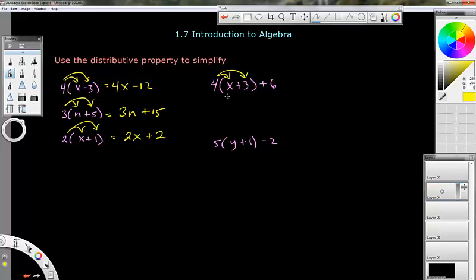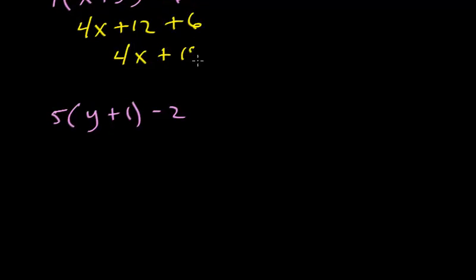So watch this. This is going to be 4 times x, which is 4x, and 4 times 3, which is plus 12. Make sure you put a symbol in there. Don't just leave a 12 floating. You need symbols between each one of these. And then you bring the plus 6 down. So this needs combined here now. These are like terms, and those need combined. So this is 4x plus 18. That would be how you would do something like that.